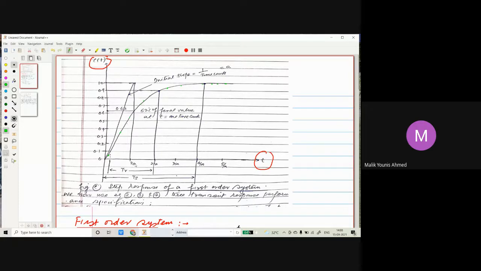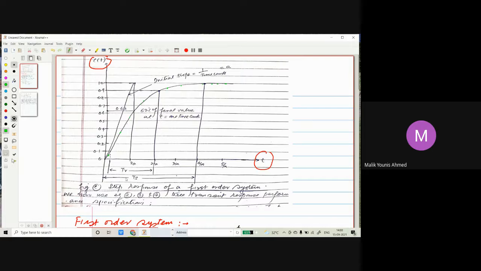And then there is a rise time. After the beginning of this curve it will start to rise. So rise time will start from somewhere at 0.1 and go up to 0.9. That time will be called the rise time.